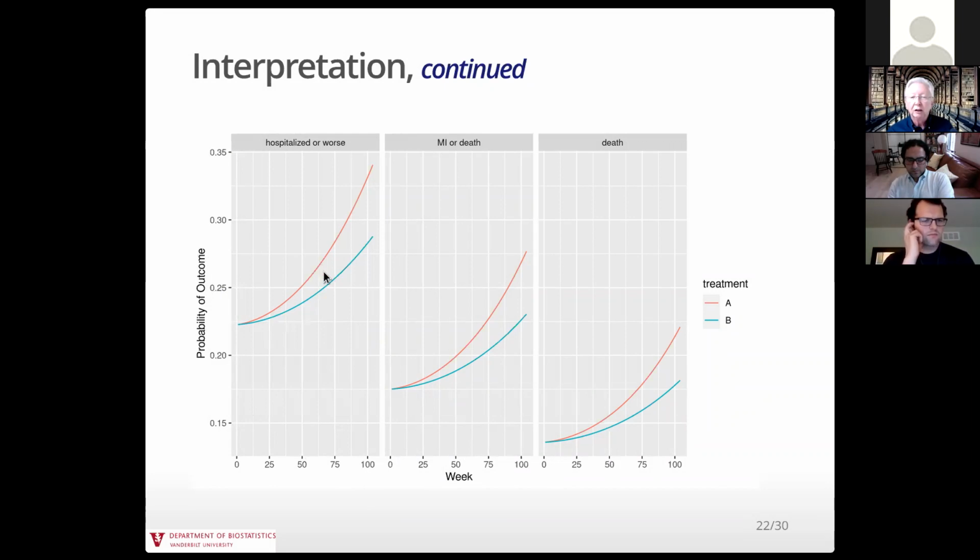So we have treatment A and treatment B. This is the probability of being hospitalized or worse as a function of time. And so hospitalized or worse means hospitalized, MI, or death. This is the probability of having an MI or dying as of a given time. This is the probability of dying as of a given time. And so by stating this for all the different cutoffs of the Y variable, you're showing cumulative probabilities of outcomes. And I would submit that these probabilities are easier to interpret clinically than most of the other things we're currently looking at. But it just shows how you can do it for various levels of an ordinal outcome.